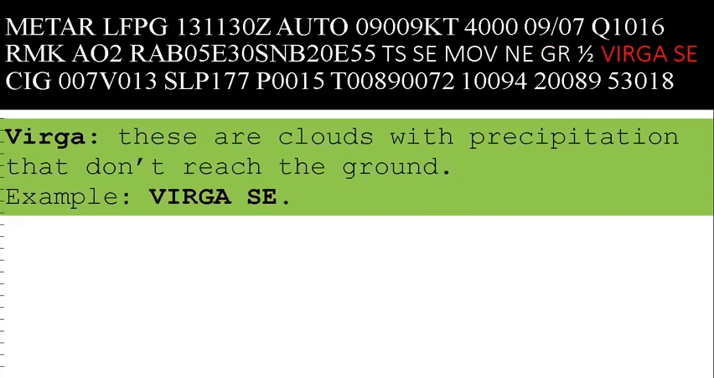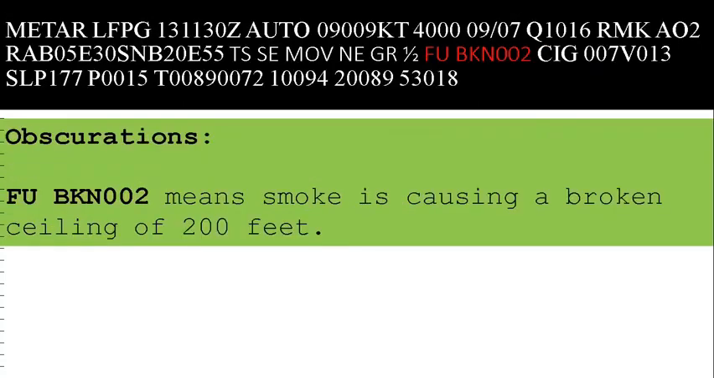Then virga. These are clouds with precipitation that will never reach the ground. For example, it will be given as VIRGA and the direction will be given, so it is southeast. Then obscurations. Sometimes other than precipitation, we will have obscurations like here FU BKN002, which means smoke is causing a broken ceiling of 2. After the 2 you have to add 2 zeros whenever cloud is given. So smoke is causing a broken ceiling of 200 feet. It's simple.